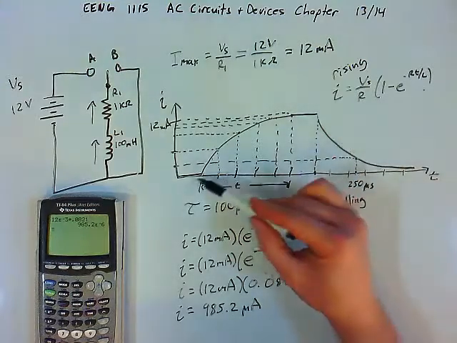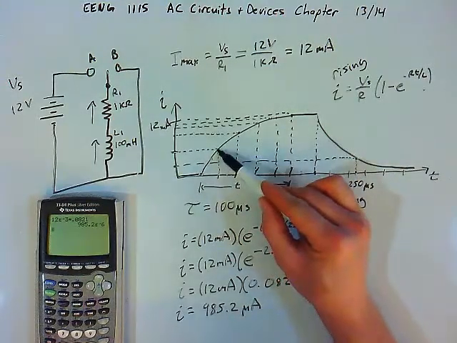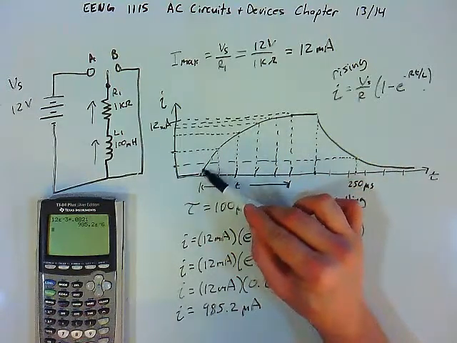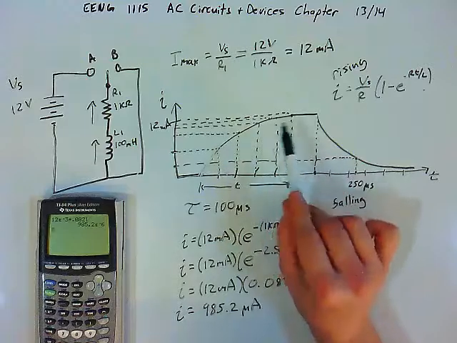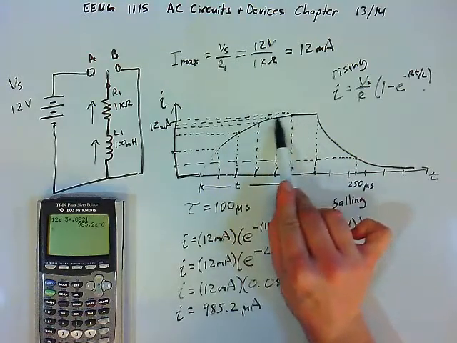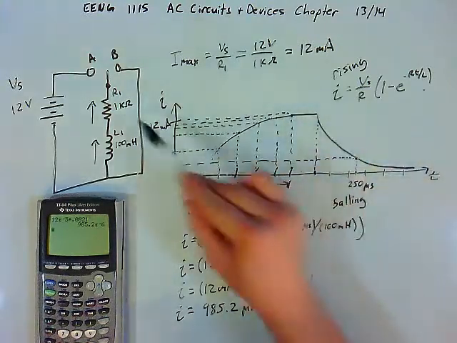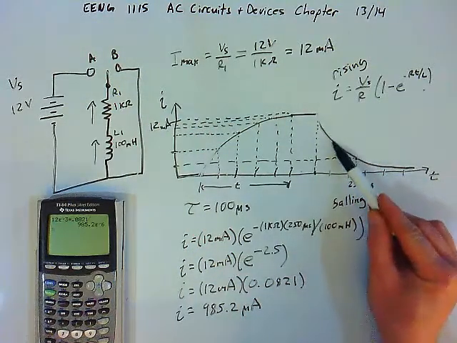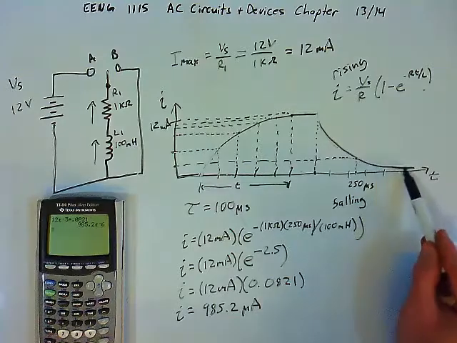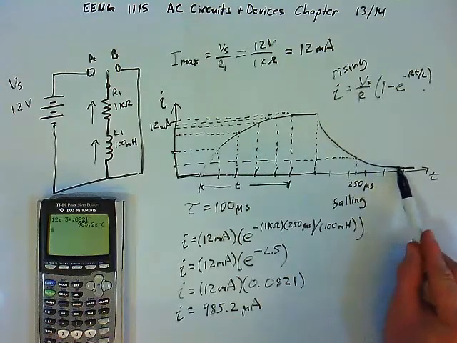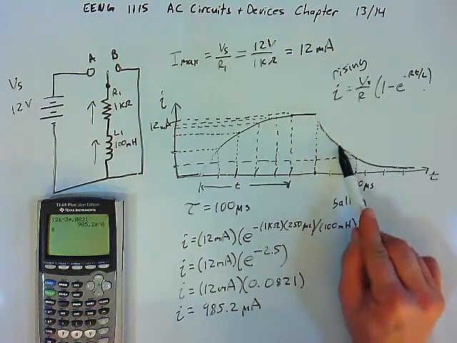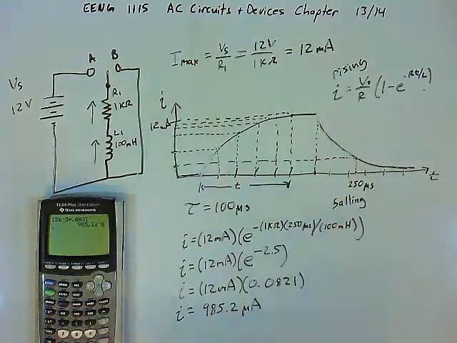And you can see that the rise in current is very rapid at first, and then it starts to slow down, right? The slope of the curve here is very high, whereas the slope of the curve here is almost flat. Same thing when the switch is flipped into position B: the slope here is very steep, and then as time goes on, the slope is almost flat. And so we see very little change in current here as time goes on. We see the most change in current here within the first time constant or two.